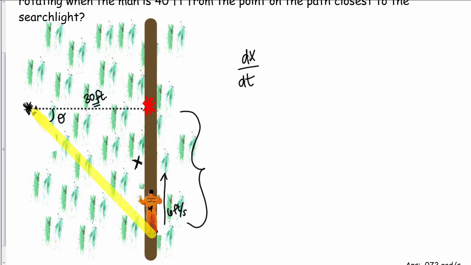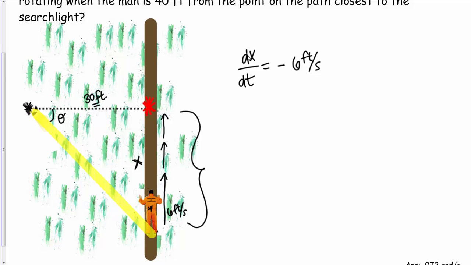The line between the path and the searchlight is my reference point, and the convict is walking towards that point at a speed of 6 feet per second, but we want to think about the sign. His speed is 6 feet, but is that positive or negative? It's going to be negative, because as he walks towards that point, this distance x is decreasing. So I'm going to say dx/dt equals negative 6 feet per second.